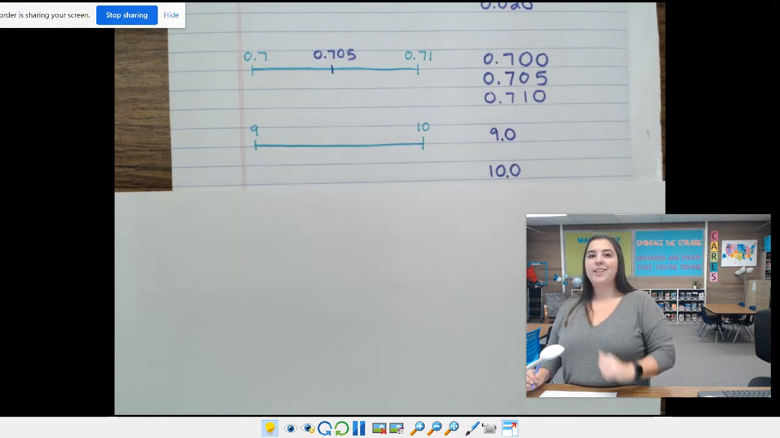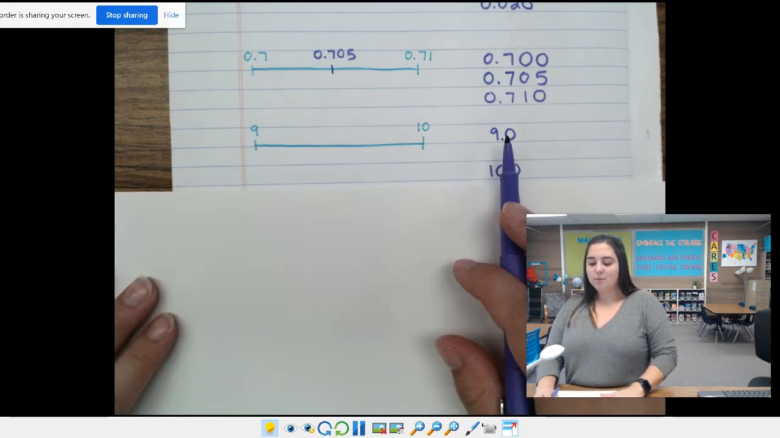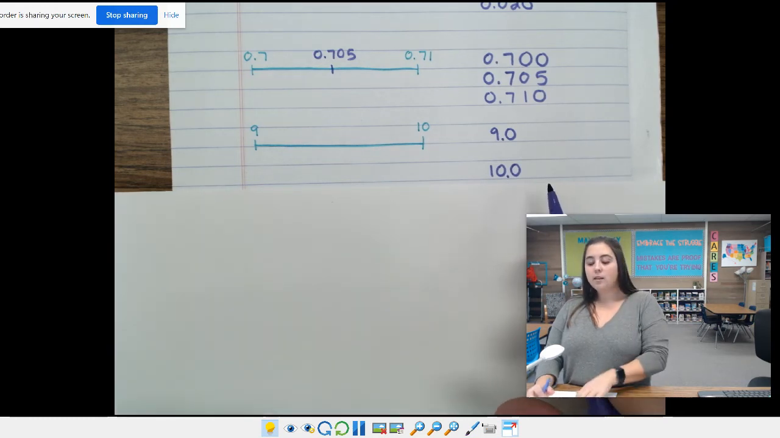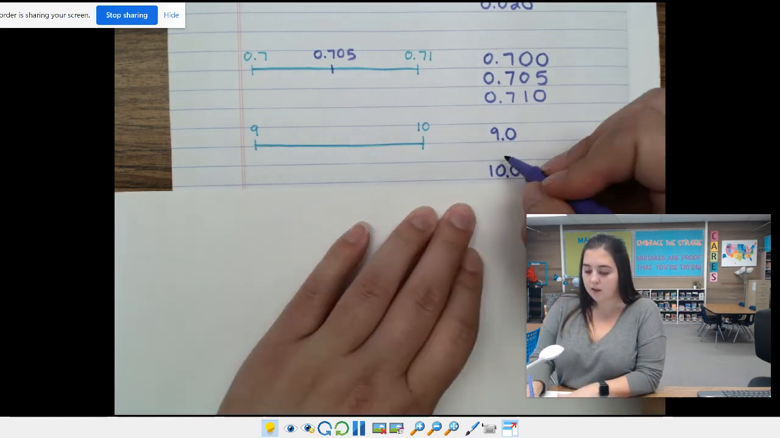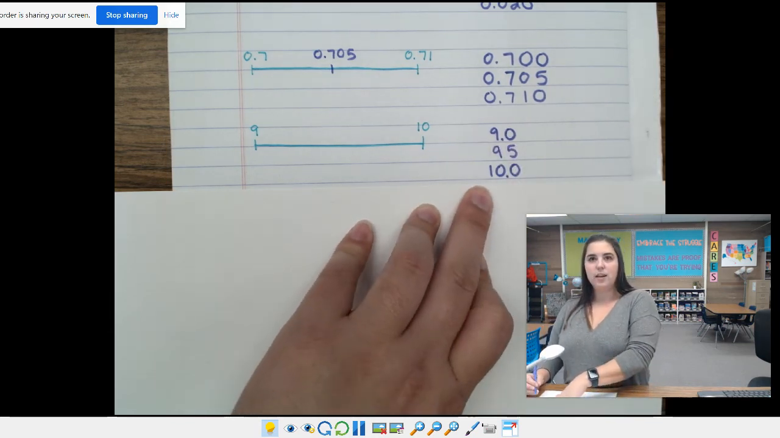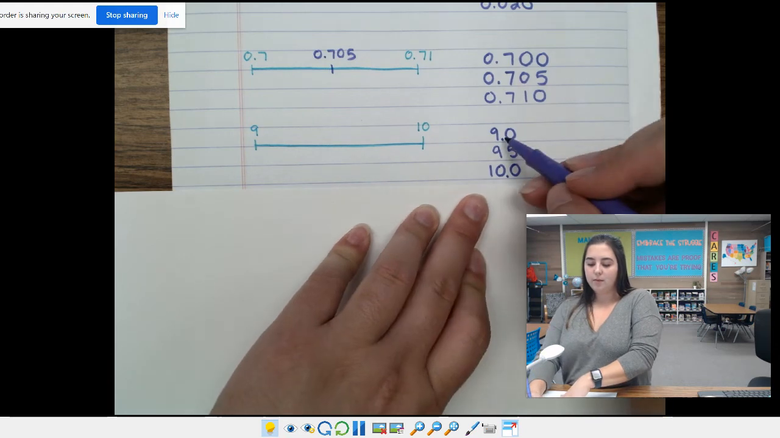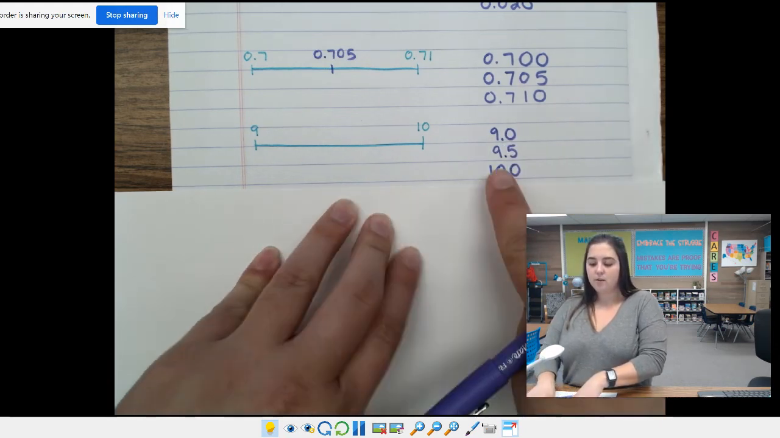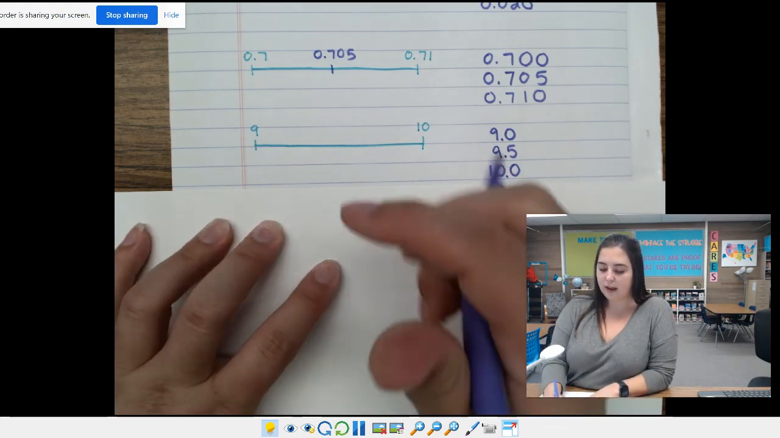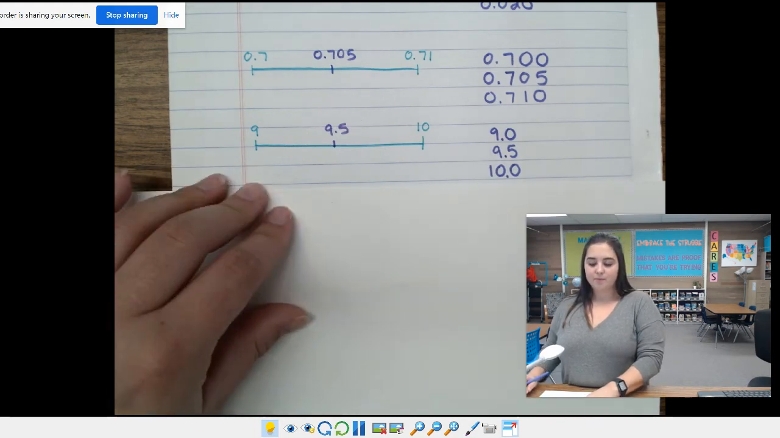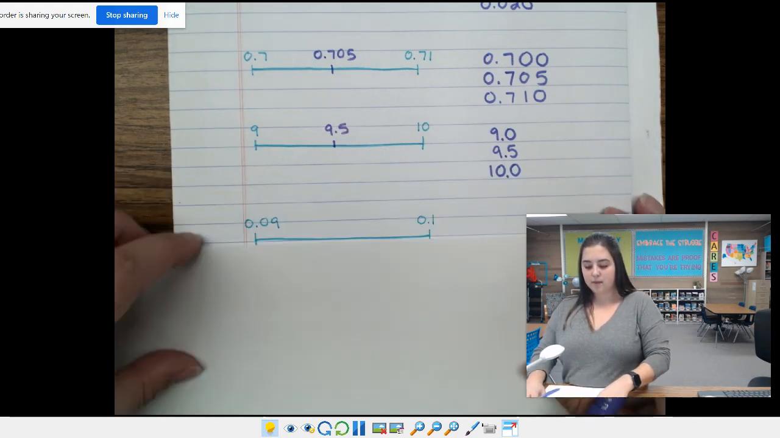But now we can look. What's in between 90 and 100? Think. 95 will be in between those two. 95. And I'm going to make sure my decimal stays lined up. 95. So that's 9 ones, 5 tenths. Just like that. Last one.